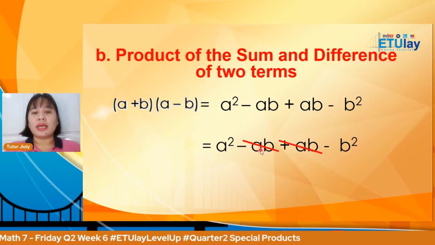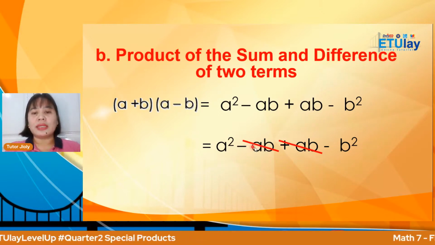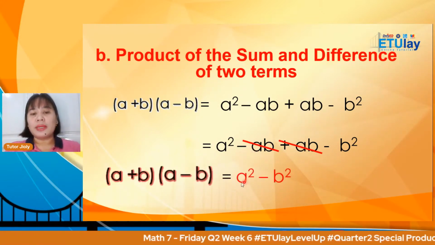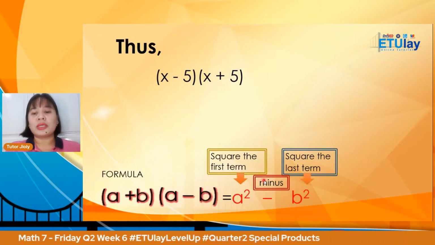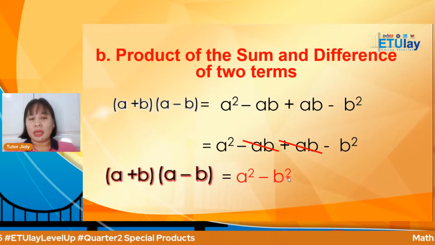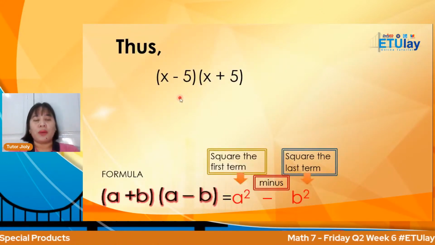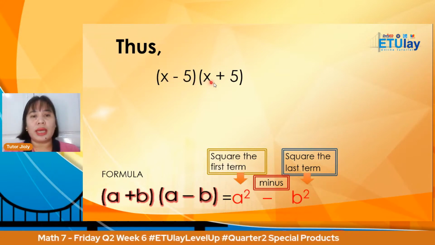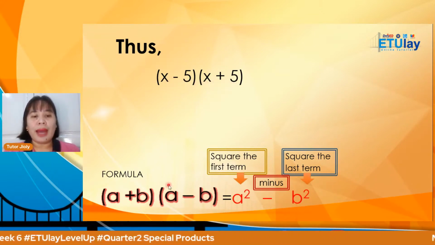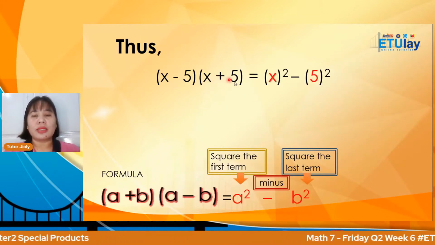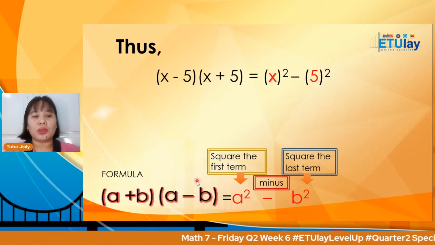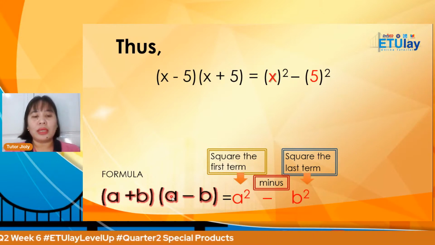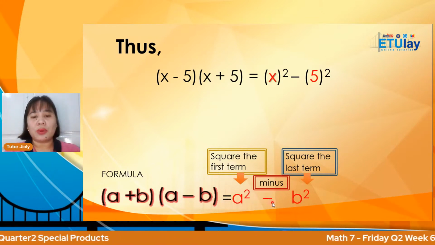So why did we cancel or remove them? Because if we combine them, they become 0. So the result is a raised to 2 minus b raised to 2. Now we have the example: quantity x minus 5 multiplied by quantity x plus 5. We are going to apply the formula here. The formula is quantity a plus b multiplied by quantity a minus b is equal to a raised to 2 minus b raised to 2.